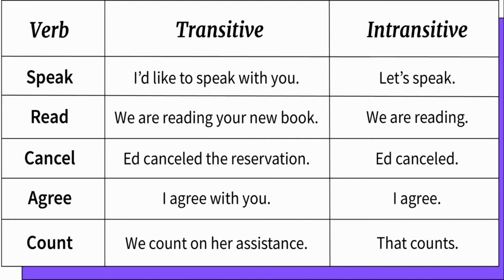I would like to speak with you. Speak with you. "You" is here an object. So speak भन्दा पछाडि object आयो, त्यो भएर के भयो? Transitive verb भयो. But "let's speak" पछाडि no, there is no object.